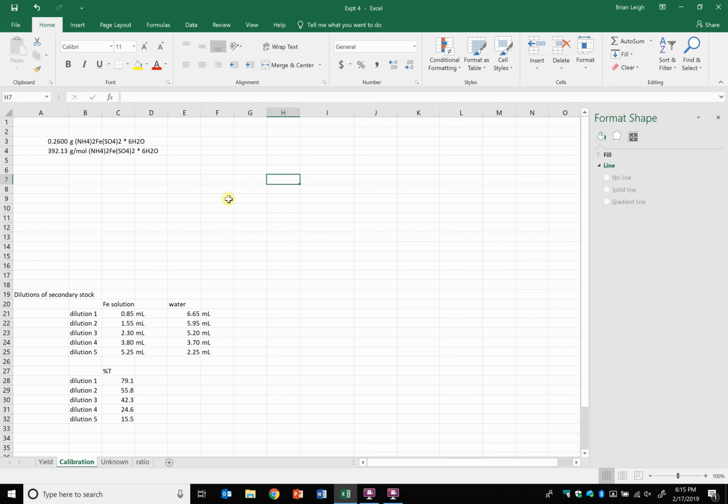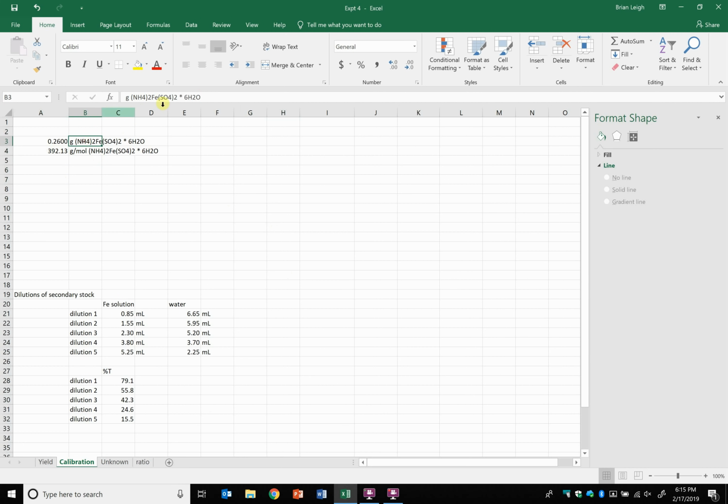Okay, let's start with the calibration curve. So you weighed out some amount of the iron sulfate complex, and you did some chemistry to turn it to iron bipy, which we'll talk about in a minute. And here's the molecular weight of the starting material. So what we need to do is figure out what dilutions we made, what their concentrations are, and what their absorbance is to make the calibration curve.